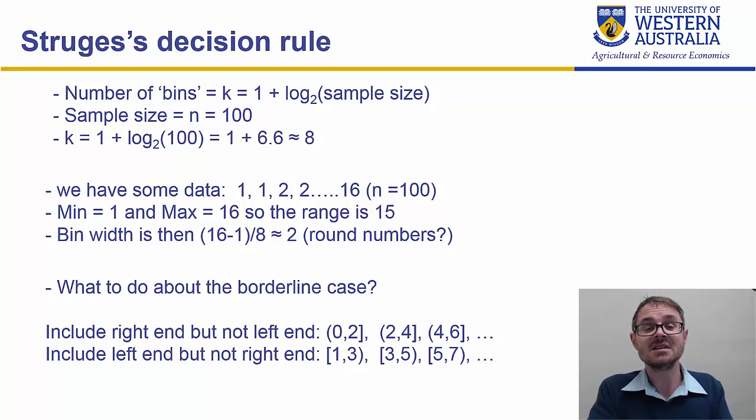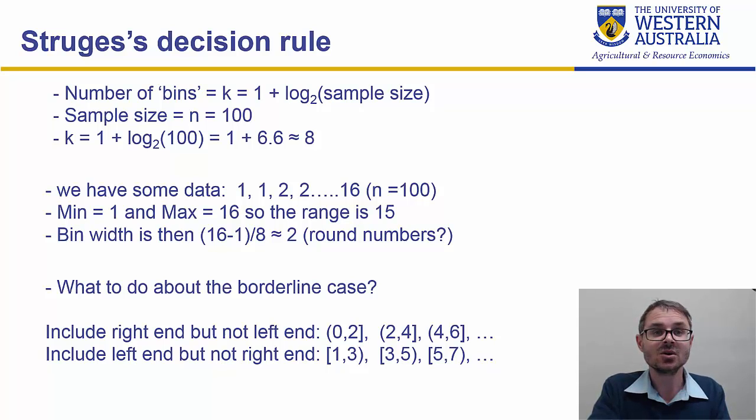So the number of bins means the number of columns we would have in a plot. We find it as log base 2 of the sample size. So say I had 100 observations, I would have 1 plus log base 2 of 100, which is 6.6, so 7.6, and usually we would round up. You don't have to round up, but the convention is usually to round up. So if I have 8 bins, that tells me how many bins I would have.